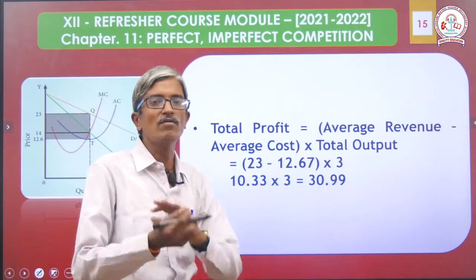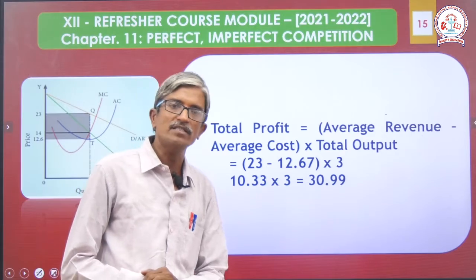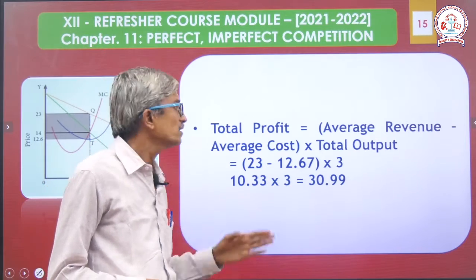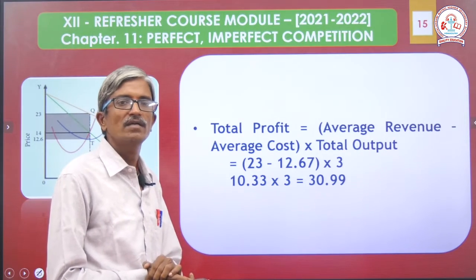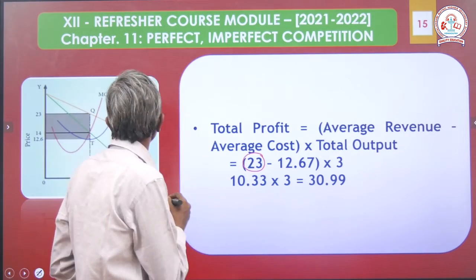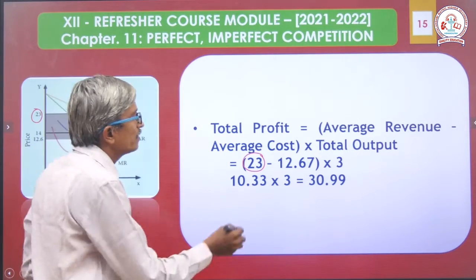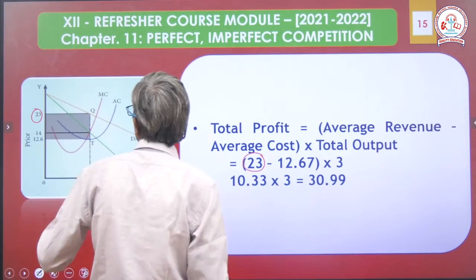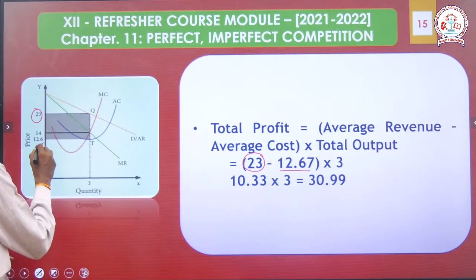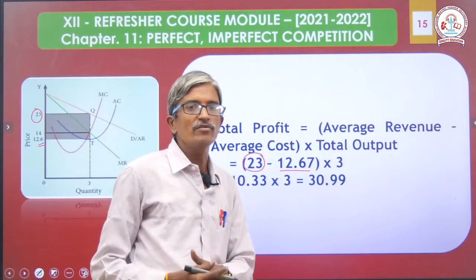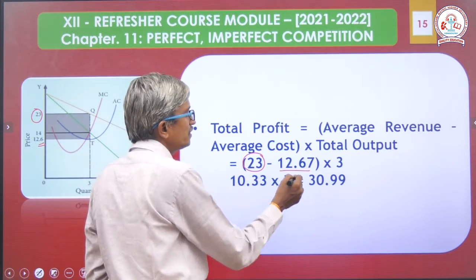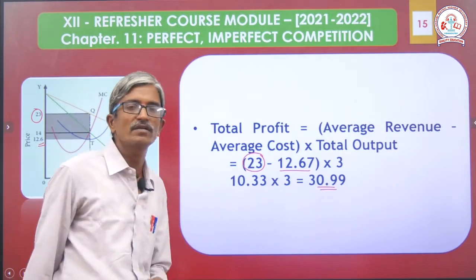Total profit. How much profit does he get? The formula: total profit equals average revenue minus average cost, into total output. The average revenue he gets is 23. The average cost is 12.67, given in the problem. Multiply by the output of 3 units sold. First subtract: 23 minus 12.67 is 10.33, into 3. The result is 30.99.